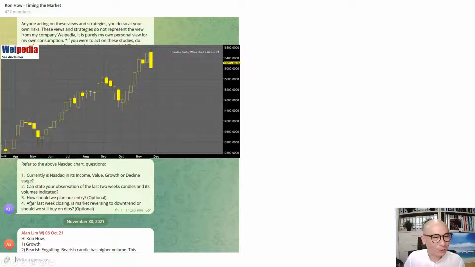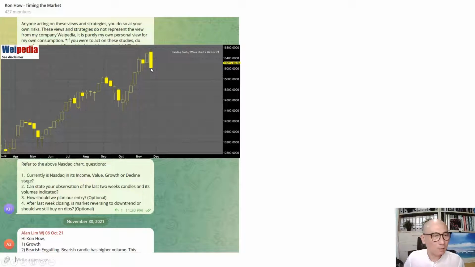And I asked them question 3 here, which is how should we plan for our entry. Basically what I'm trying to do here is to direct them to see that there was a bearish engulfing body, and I want them to discuss it. So many of them contributed, they saw it.